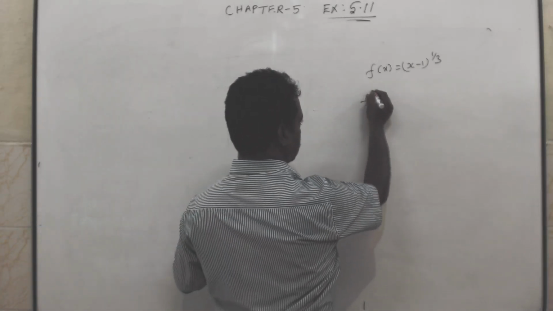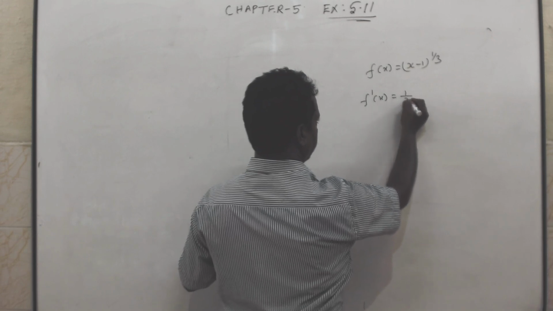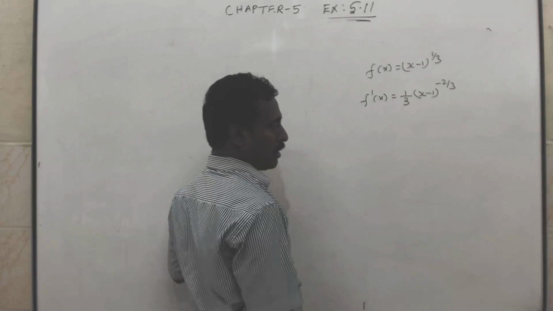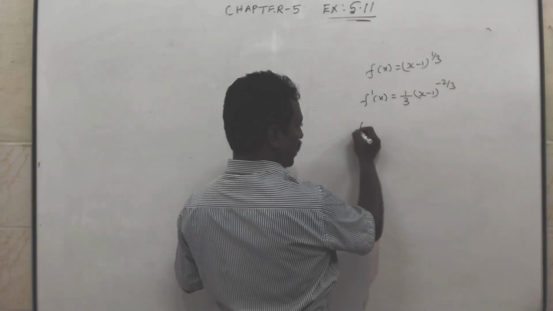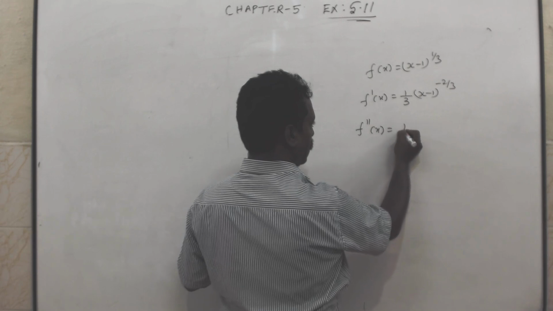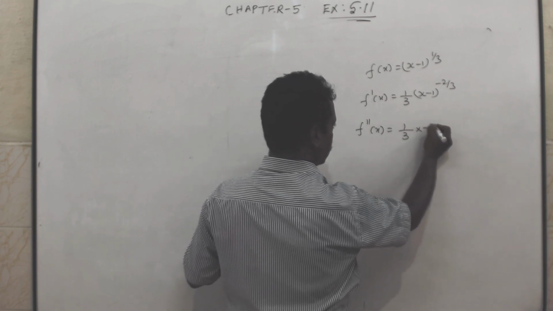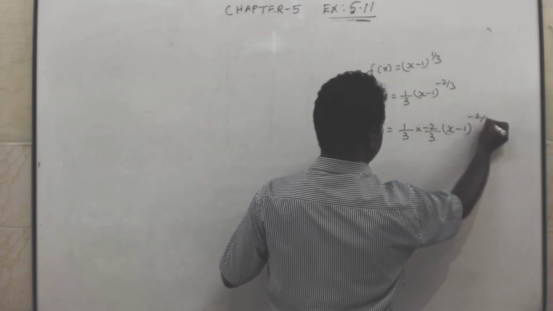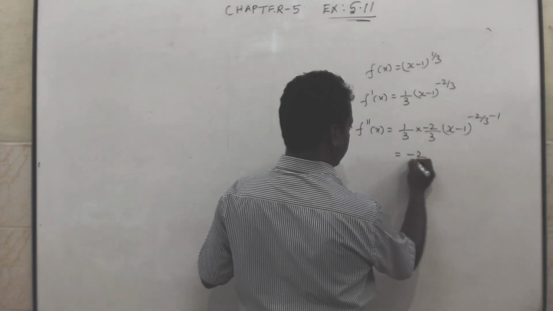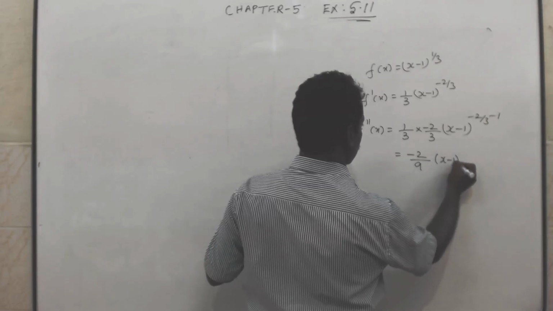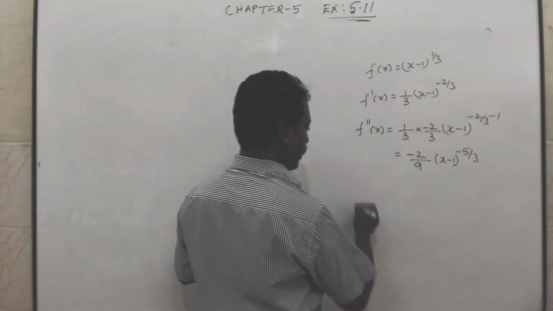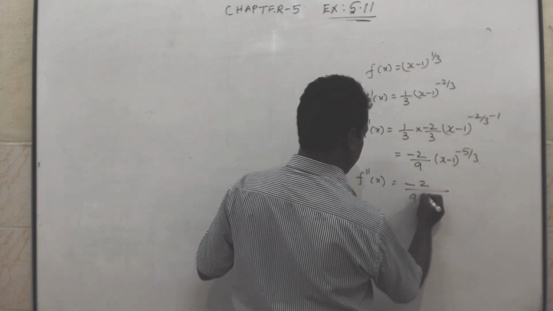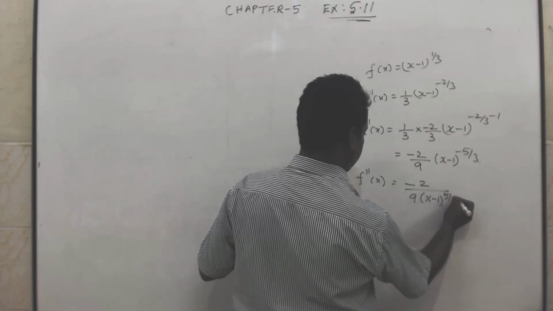f dash of x is 1 by 3, (x minus 1) power minus 2 by 3. f double dash of x is 1 by 3 into minus 2 by 3, (x minus 1) power minus 2 by 3 minus 1. That is minus 2 by 9, (x minus 1) power minus 5 by 3. f double dash of x is minus 2 by 9, (x minus 1) power 5 by 3.